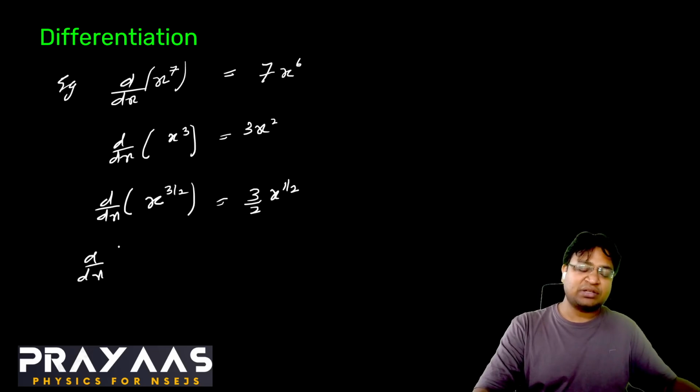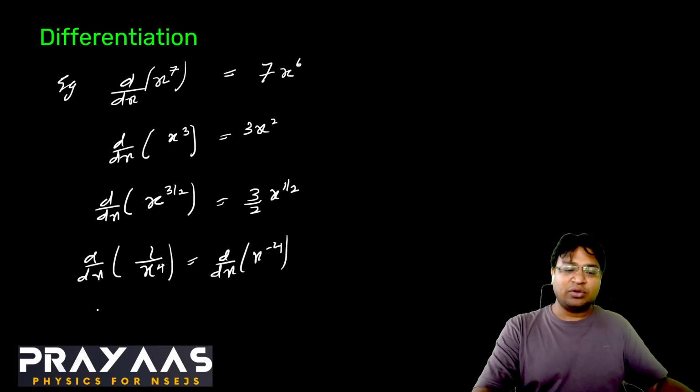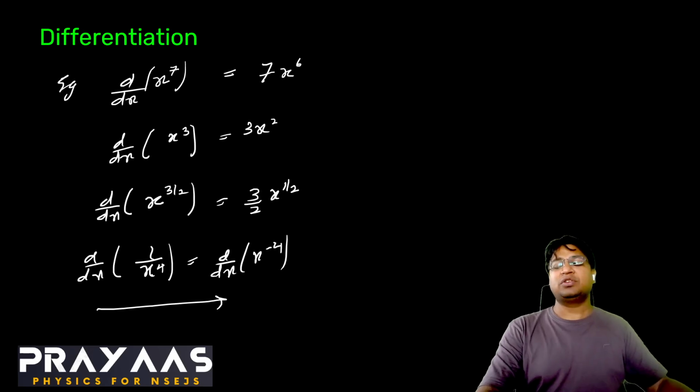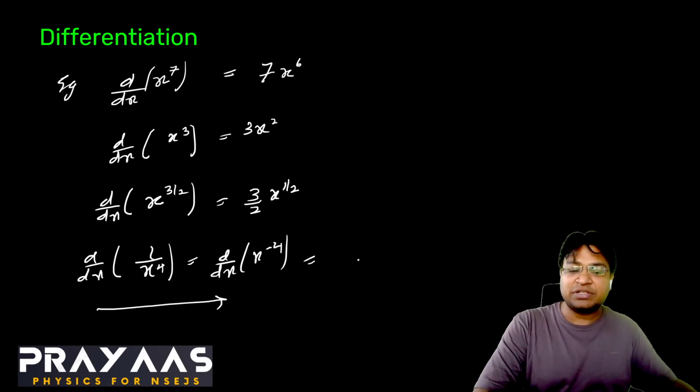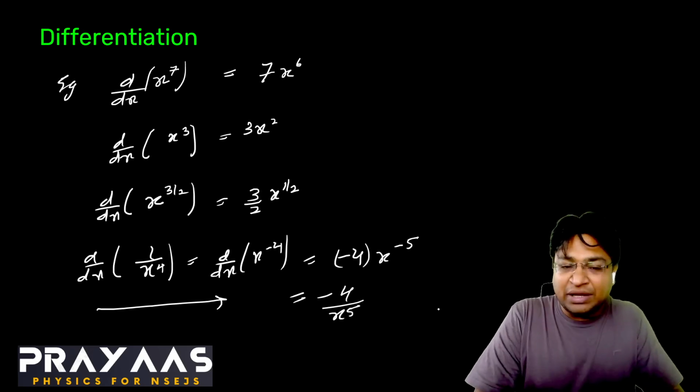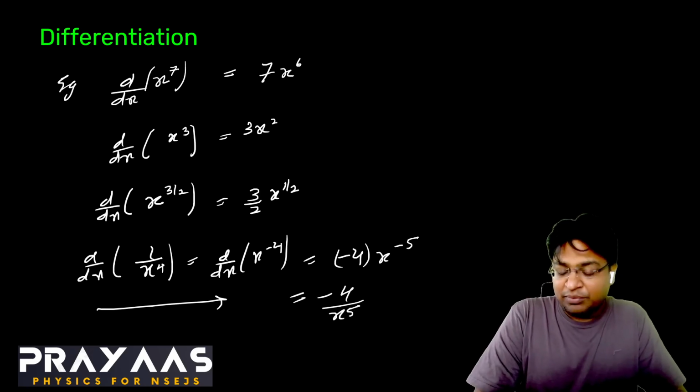d by dx of, let's say, 1 upon x raised to power 4. This can be written as d by dx of x raised to power minus 4. Understand that in going from this step to this step, I did not differentiate. I just wrote what was given to me in an alternative manner. Now I will finish the differentiation. So minus 4 will come in the numerator. The power will reduce by 1 and therefore it will become minus 5. So the outcome would be minus 4 divided by x raised to power 5. So I hope you get the differentiation of a polynomial function.